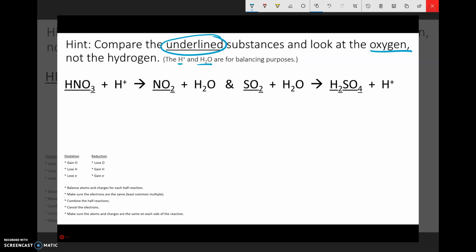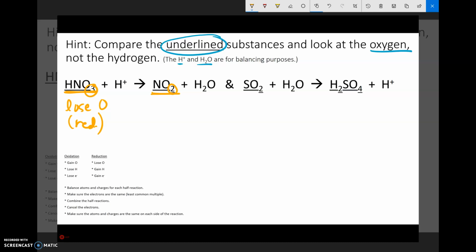Okay, first thing, let's again decide what's oxidized and what's reduced, which half reaction is what, and then we'll put it together. We're going to look at the underlying substances. So right here, nitric acid is underlined, and we're looking at the oxygen. So here we have 3 oxygen. On nitrogen dioxide, we have 2. So this is showing a loss of oxygen. A loss of oxygen means reduction. So this half reaction is reduction, this whole thing.